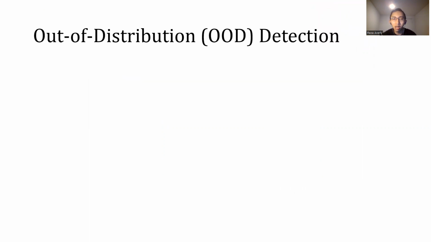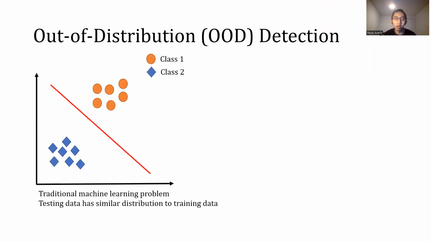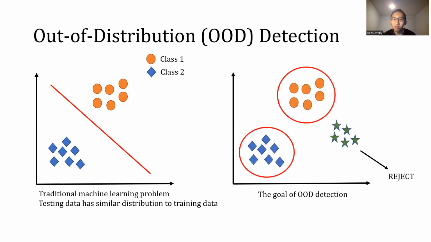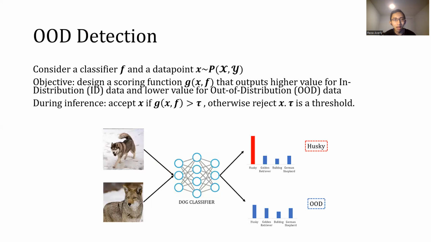So first, I would like to talk a little bit about OOD detection. In a traditional machine learning problem, we would usually assume that the testing data has a similar distribution to the training data, but that is often not the case in real-world problems, so the goal of OOD detection is to detect such examples. If we consider a certain classifier and a data point from a certain distribution, the goal is to design a scoring function that outputs a higher value for ID data and a lower value for OOD data. And we want to accept them only if it's higher than a certain threshold.